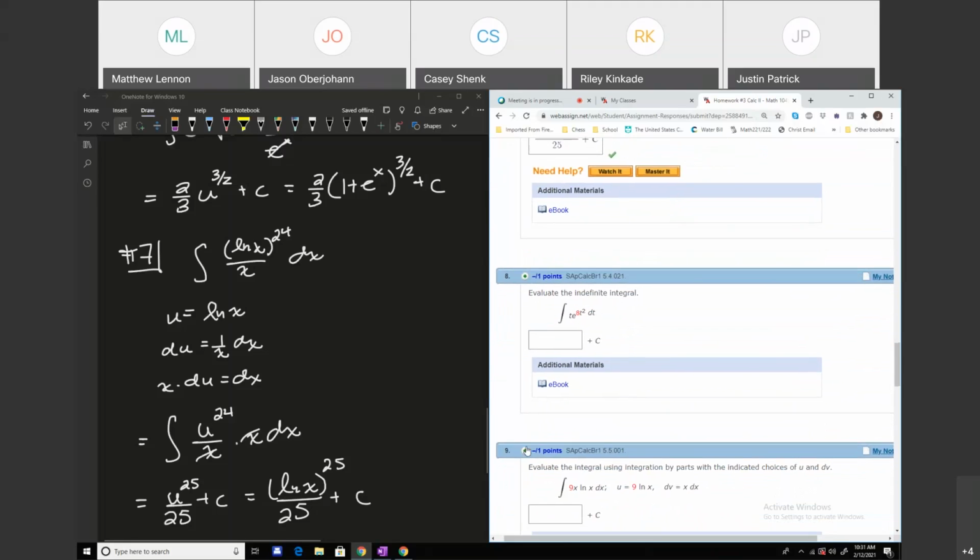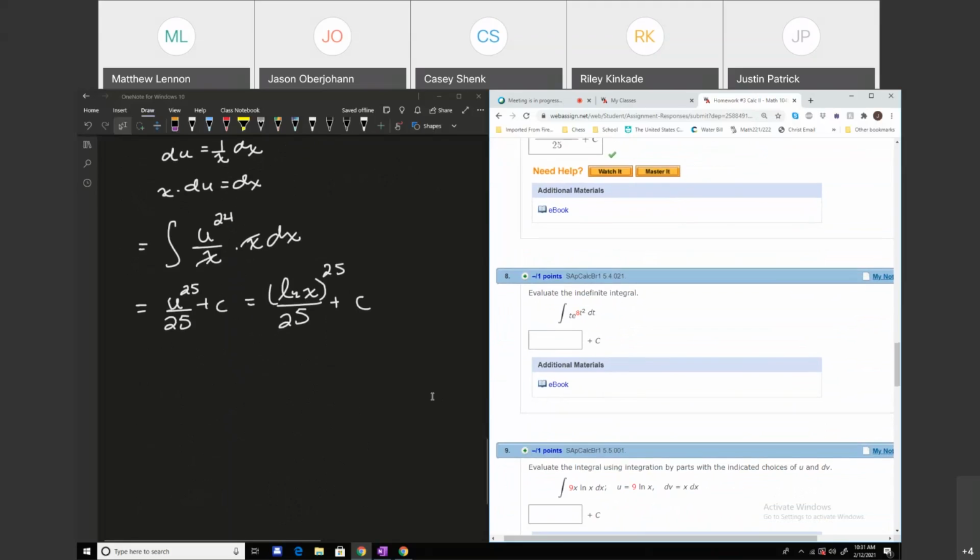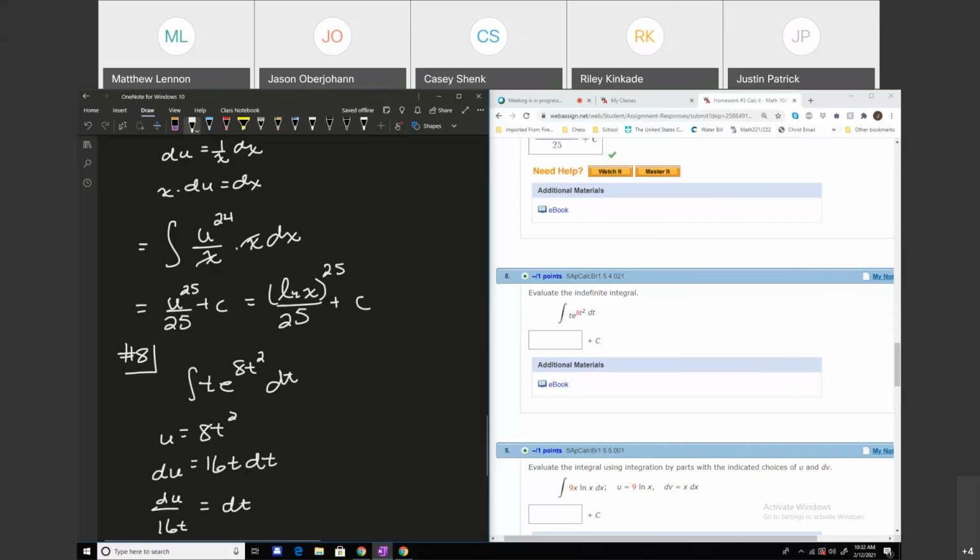Okay, 8 is the last of the substitutions, and then the rest are parts. So we'll do 8, although probably it's not so difficult either. So the integral of t e to the 8t squared dt. So here I would let u be 8t squared. So du is 16t dt. So du divided by 16t is dt.